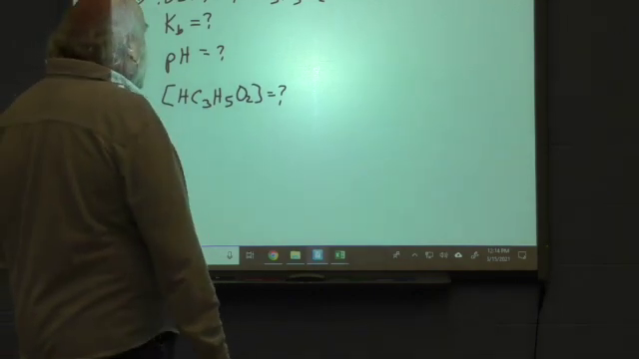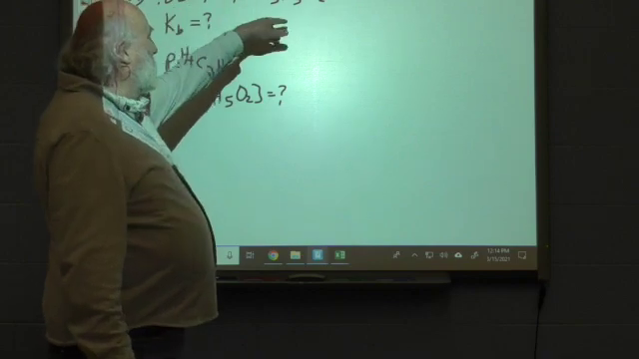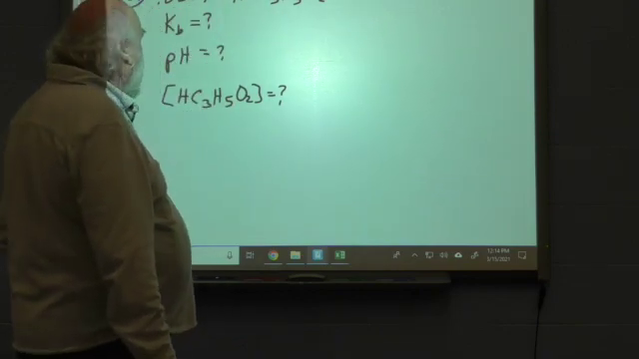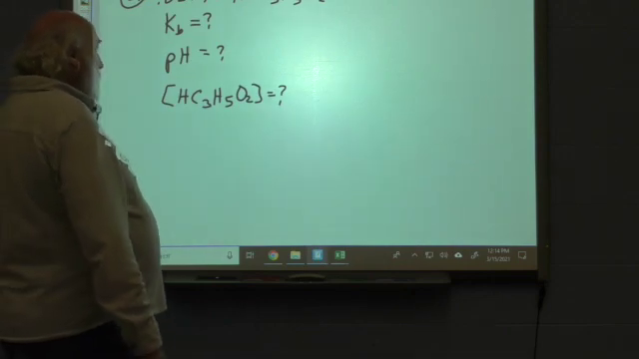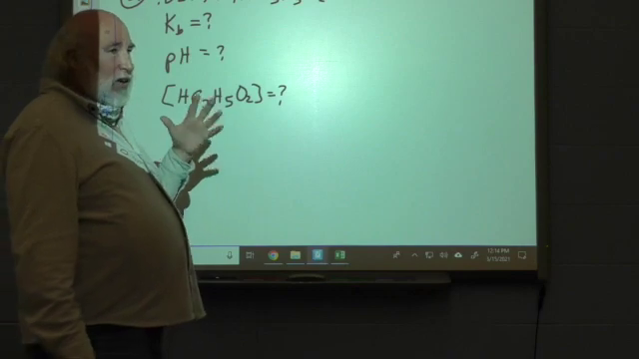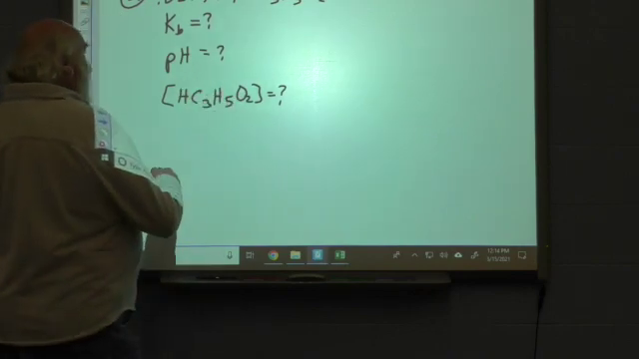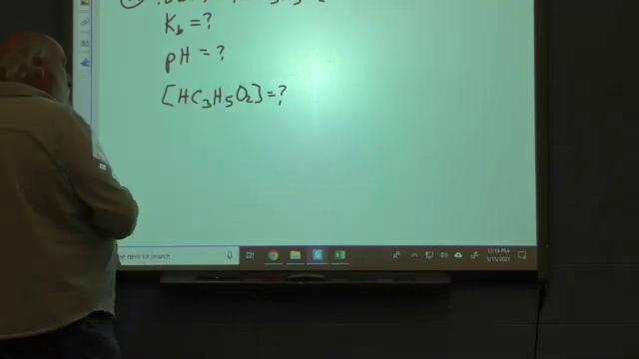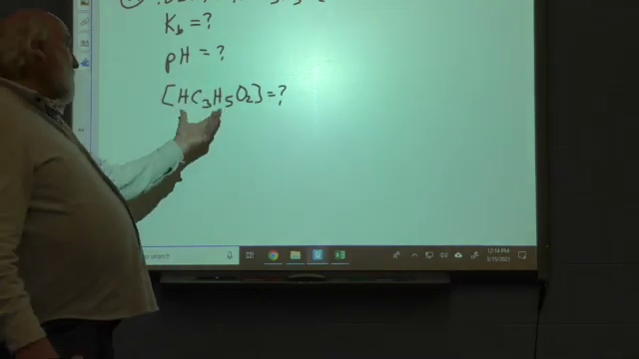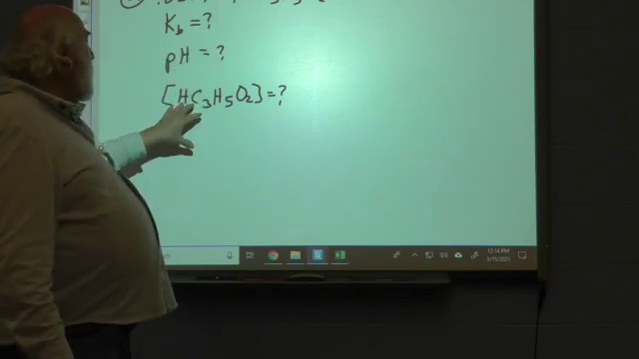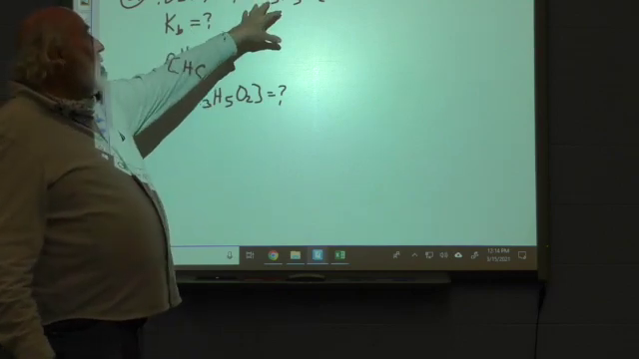How about that? We are given a 0.025 molar solution of sodium propionate. And they want to know what is the Kb of this. Well, we have to find the Ka of its conjugate. And then they say what is the concentration of propionic acid?